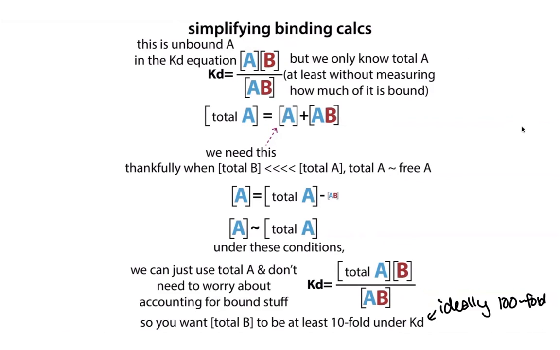In order to make our lives easier, if we have a concentration of A that's going to be way above the concentration of B, then basically any A that gets taken away is going to be a very tiny amount. And so we can simplify things and say, okay, the total amount of A is going to be equal to the free amount of A, because we're taking away just a little tiny bit. So we can just use that total A and don't need to worry about accounting for the B stuff.